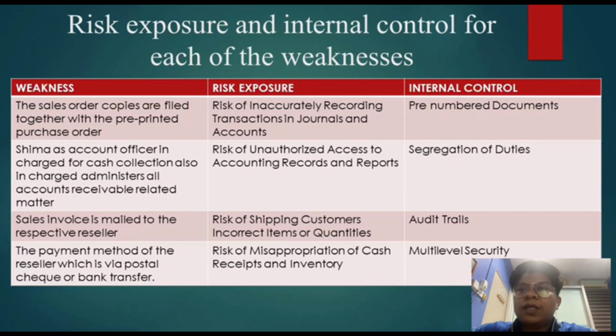Alright, so for the next weakness, Shima as account officer is in charge of cash collection and also administers all account receivable related matters. So the risk exposure for this is the risk of unauthorized access to accounting records and reports. The access control needs to be such that only authorized personnel can access the assets. In this case, the same person is in charge of both the cash collection and all the account receivable. It is not the proper way to do so, because theft of money or fraud can happen as there is no supervision by another authorized worker. Instead, they just leave it to only one person.